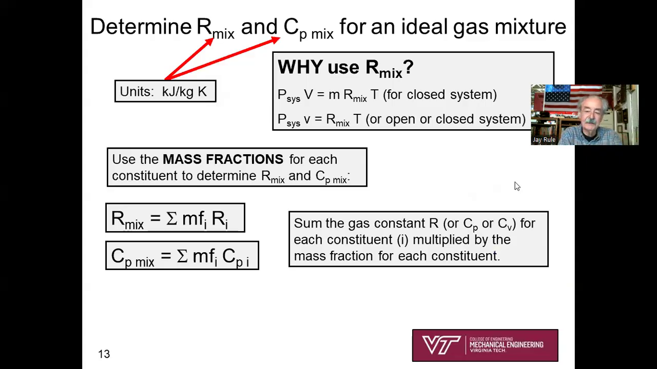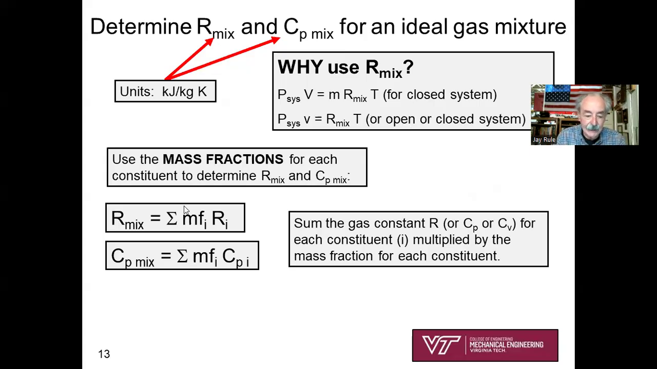That's the introduction to the next slide, isn't it? Ultimately, we're going to need R for the mixture. And if we have a first law problem, we're going to need CP for the mixture. Why are we looking for R of the mixture? It's because we need to go right back to the familiar fundamentals, the ideal gas equation of state. And instead of having a big accounting problem for all these constituents, we'd like to just treat the mixture as one single ideal gas.